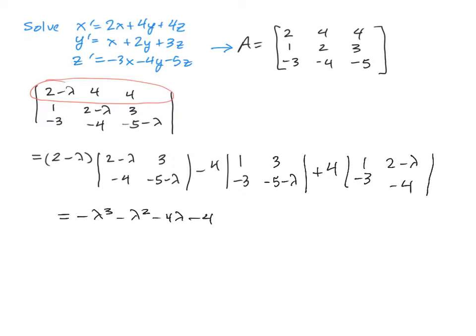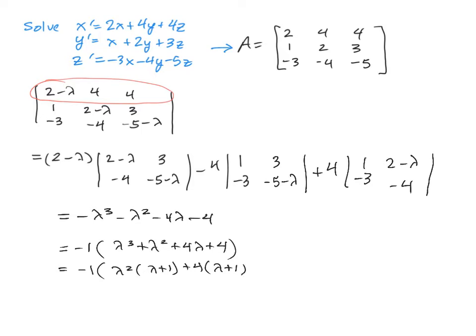So now we can take this polynomial and factor out a negative 1. So we get lambda cubed plus lambda squared plus 4 lambda plus 4. And we can actually factor this by grouping. We can take a lambda squared out of the first two terms, leaving us with lambda plus 1, and a 4 out of the last two numbers, and that gives us a lambda plus 1. And then we can factor out that lambda plus 1, and that leaves us with a nice convenient lambda squared plus 4. And again, this was equal to 0 the whole time because we are finding eigenvalues.